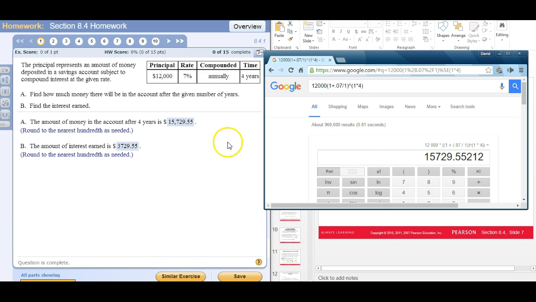Alright, so notice it's 55, there's 55. Alright, the interest is just taking this number and subtracting the principal. So when you get this right, just subtract the principal, and that's part B.